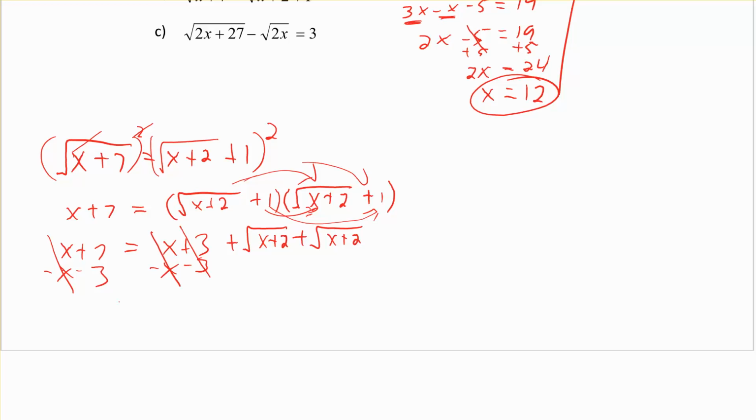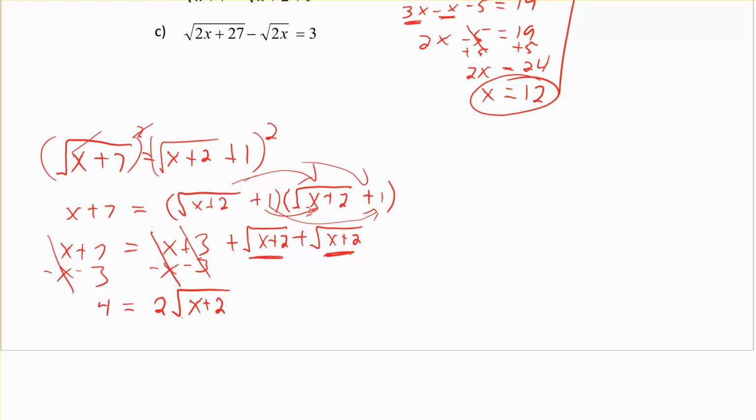And now what I'm left with on the left side is 4 is equal to 2 times square root of x plus 2. And if you're wondering where this 2 came from, it's just because I collected these like terms, right? This and this. One of those and another one of those is 2 of those. So don't be confused by that.